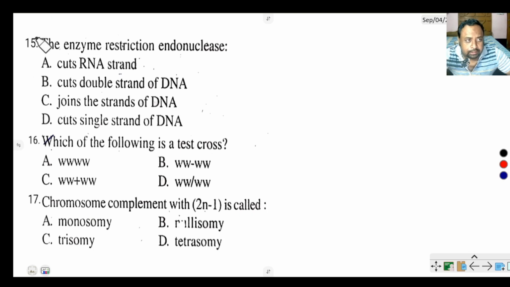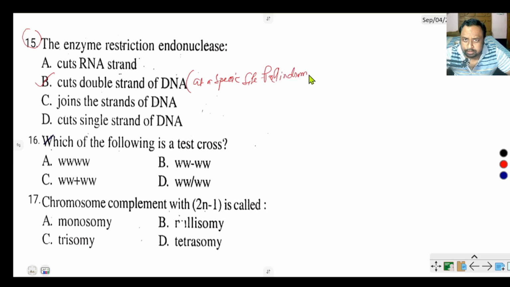Next question says the enzyme restriction endonuclease cuts an RNA strand, cuts double strand of DNA, joins the strand of DNA, or cuts single strand of DNA. It cuts the double strand of DNA at a specific site, that is called a palindromic sequence.